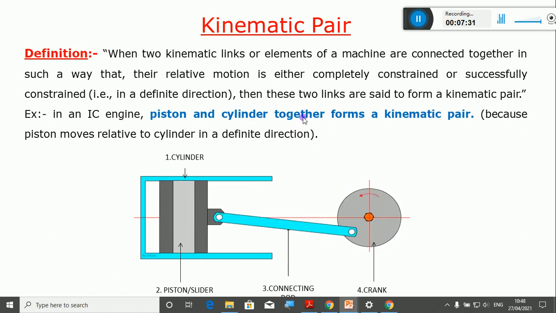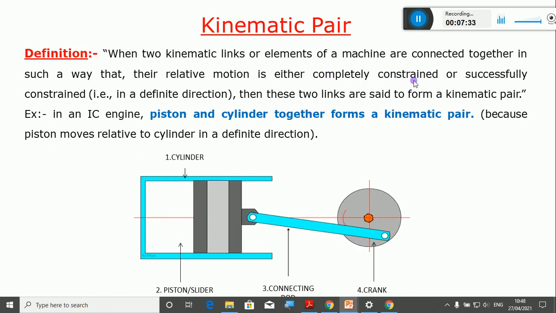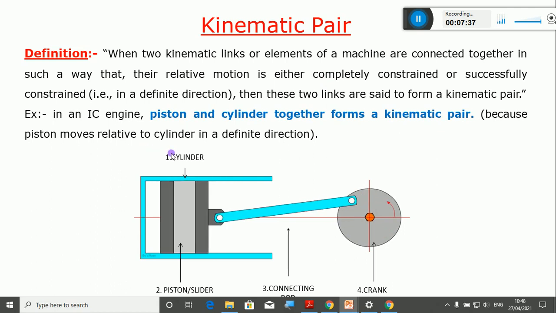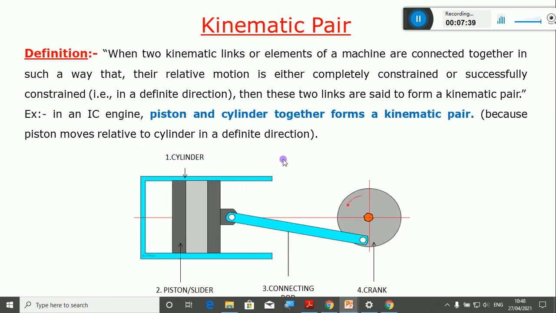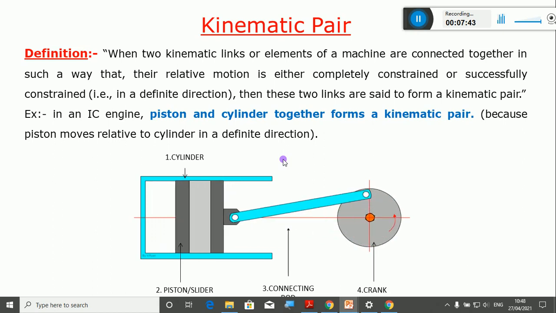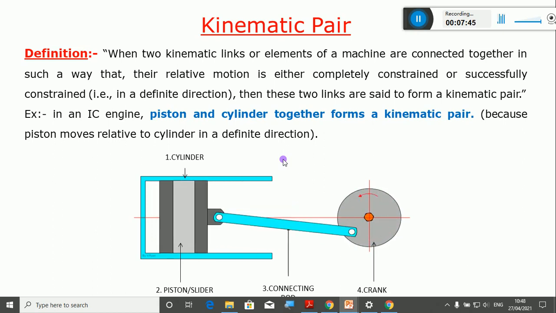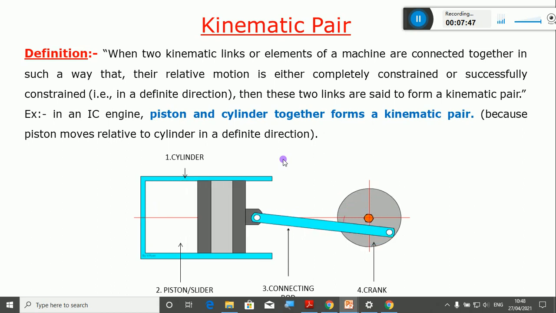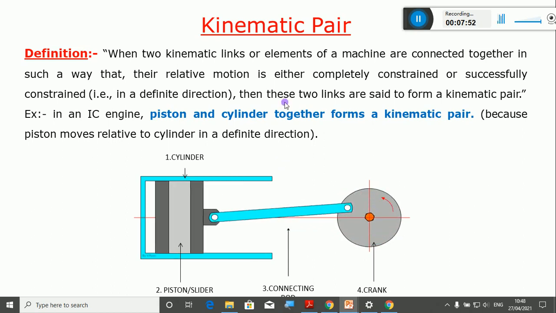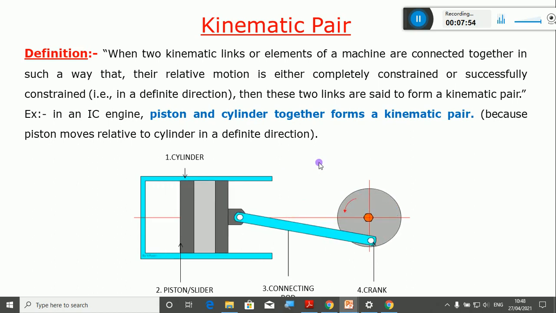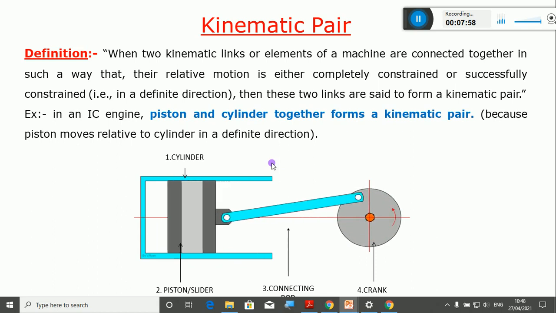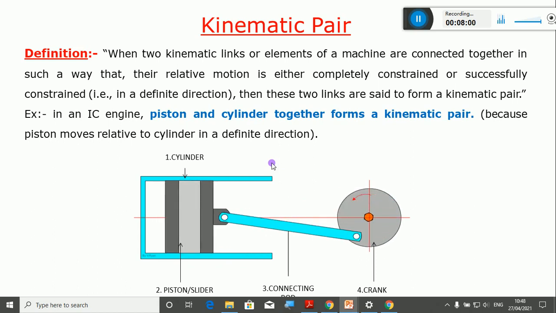Then what is the meaning of completely constrained or successfully constrained? For example, I'll consider a fan. The fan is manufactured to rotate. It means the fan is restricted to rotate. It cannot move up and down. Consider a ceiling fan. The function of that fan is to rotate so that you can get cold air. So it is restricted, or constrained, to rotate only. It cannot move up and down.